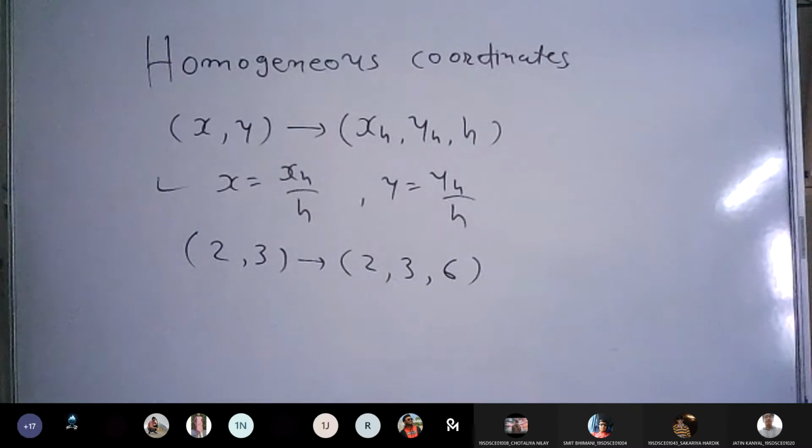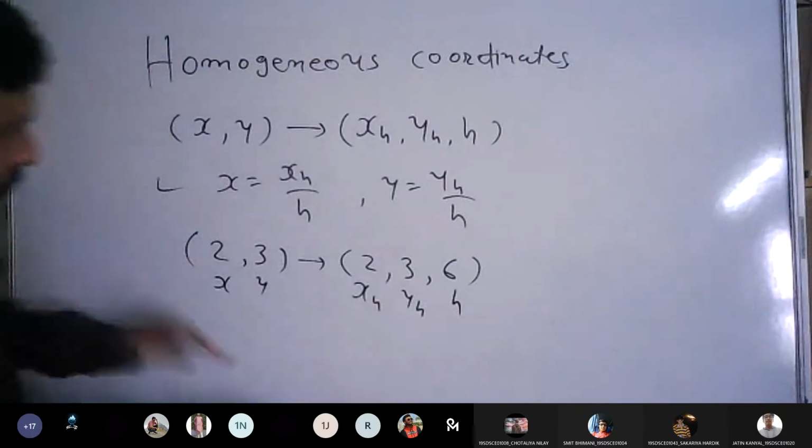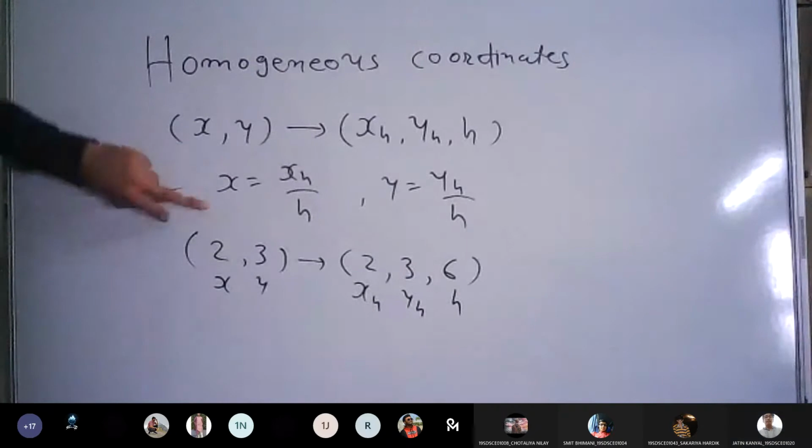See, this is x, this is y, this is xh, this is yh, and this is h. Put all the values and check whether the equations are getting satisfied or not. Sir, 1 will come. Correct. Who is that? Satin? Yes, sir.